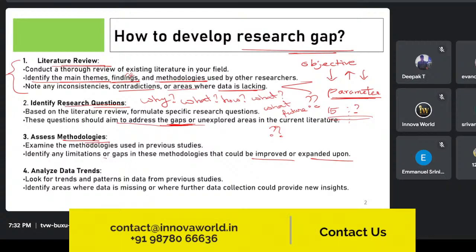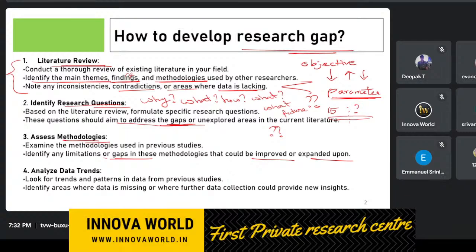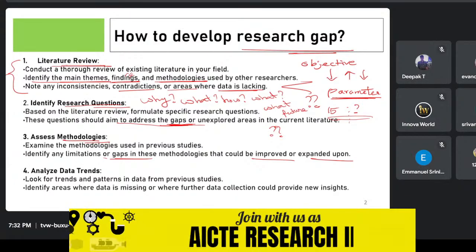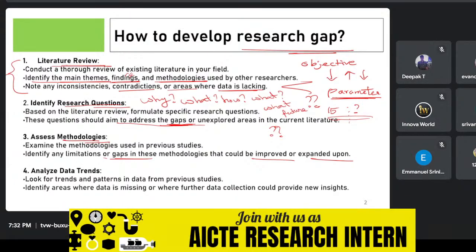You can show that previously a particular researcher has worked on lung cancer using this method, and I am using some hybrid technique to identify the same. That can be a research gap. That can be your idea to work on, right?